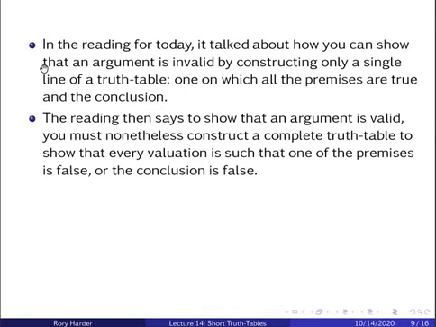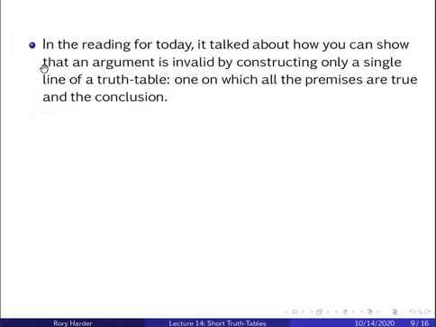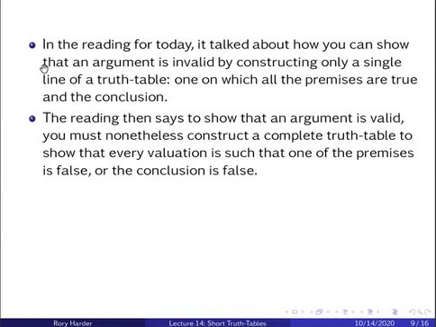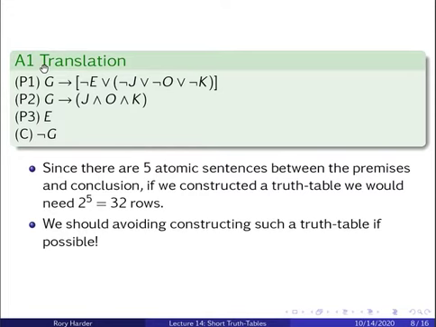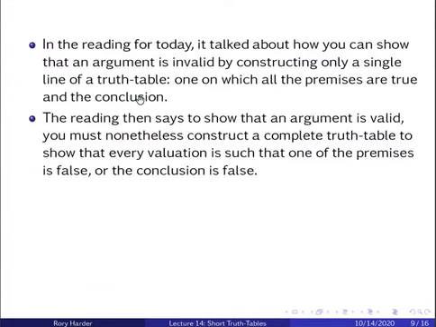The reading then says that to show that an argument is valid, you must nonetheless construct a complete truth table to show that every valuation or every line or row is such that one of the premises is false or the conclusion is false. So the reading says that actually to verify whether an argument is valid, you do have to construct a complete truth table. So that means that we would have to construct a complete truth table with 32 rows.